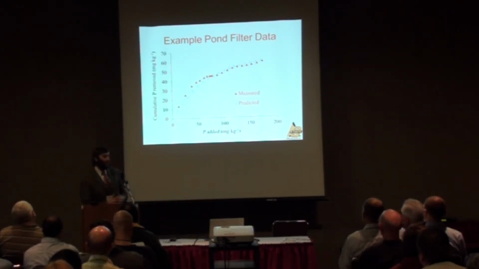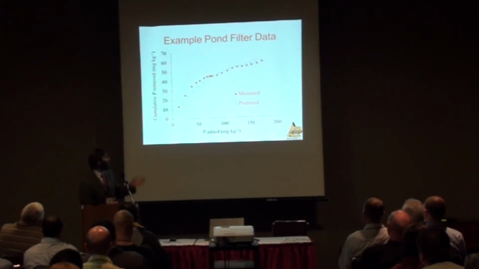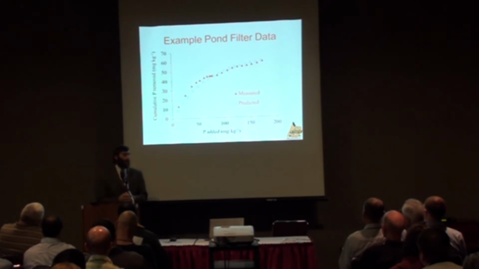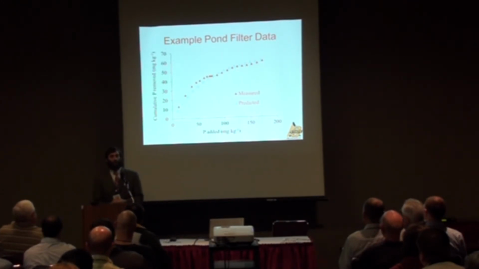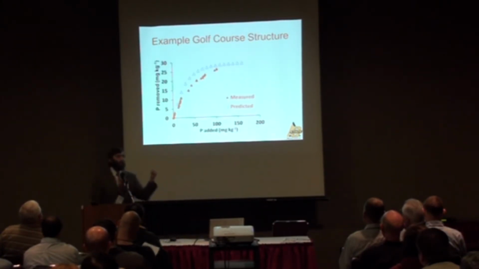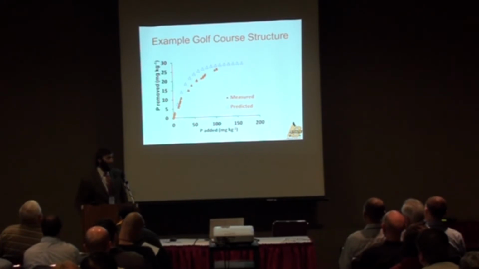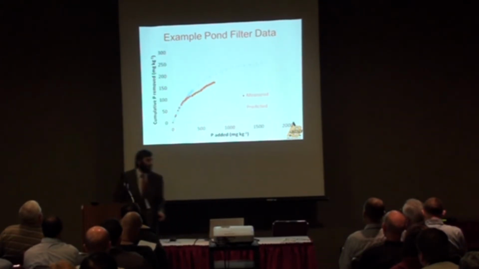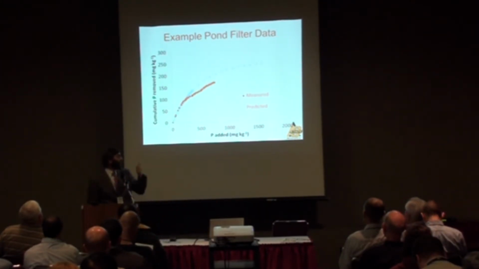But we have phosphorus added, the loading to the material, on the x-axis, and then cumulative phosphorus removed on the y-axis, measured versus predicted. For most everything, it works very, very good. We've got a lot of validation examples for this. Here's the one for that golf course structure that I showed you earlier. Again, the software seems to work pretty good so far. Another pond filter. I think this one uses slag material.